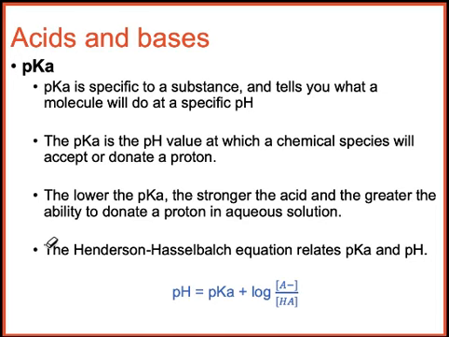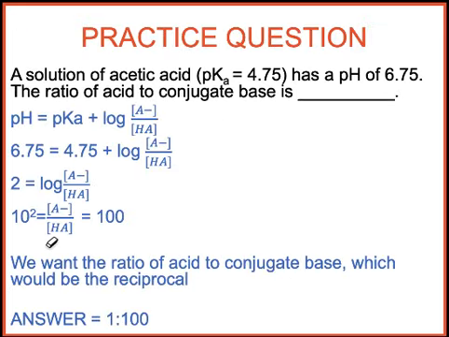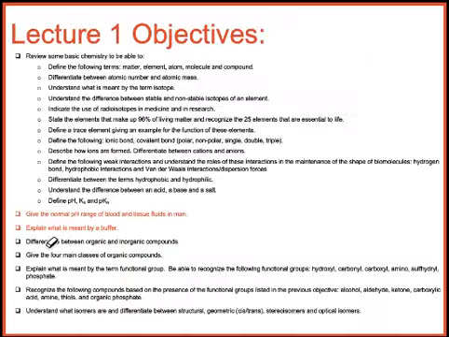pKa is specific to a substance and tells you what a molecule will do at a specific pH. So the pKa is the pH value at which the chemical species will accept or donate a proton. So the lower the pKa, the stronger the acid. We don't need to go through all of this necessarily. Here they just do a little calculation using that formula that was given to you. So you can try that out on your own.